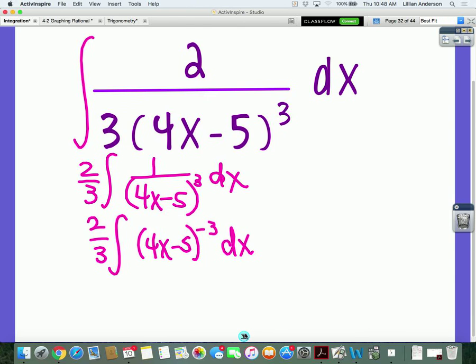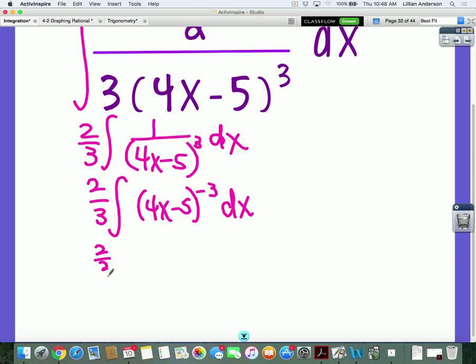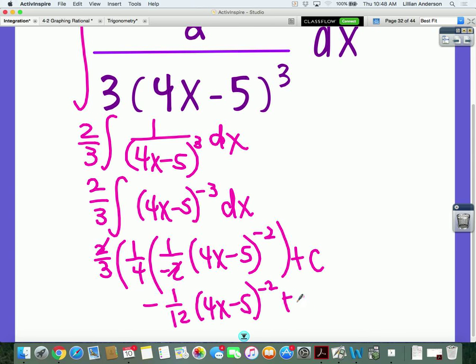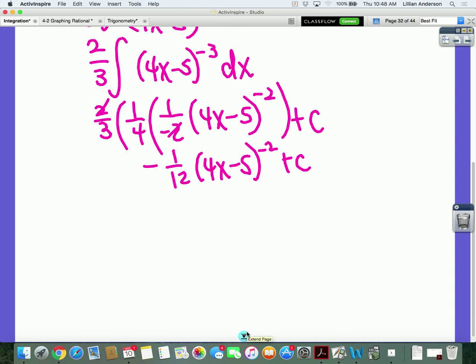Okay? So then it would have been 2/3 on the outside times 1 over a times 1 over n plus 1, which would have been a negative 2, raised to the n plus 1 plus c. This would have multiplied down to negative 1/12 (4x minus 5) to the negative 2 plus c, but no negative exponents here, so then you would have had to bring it back down to the bottom to make it positive.